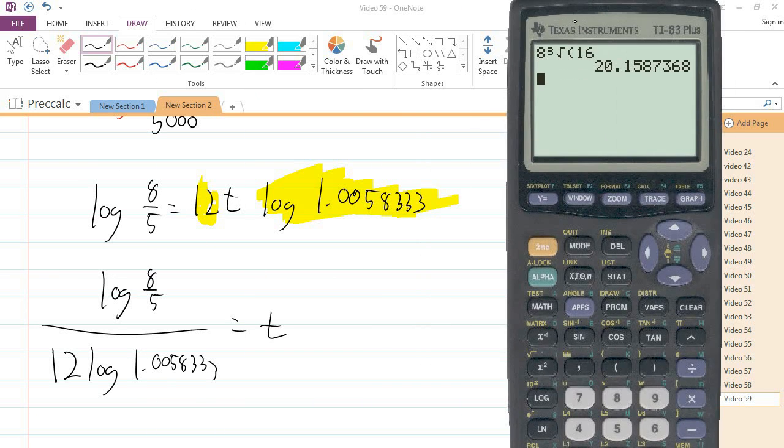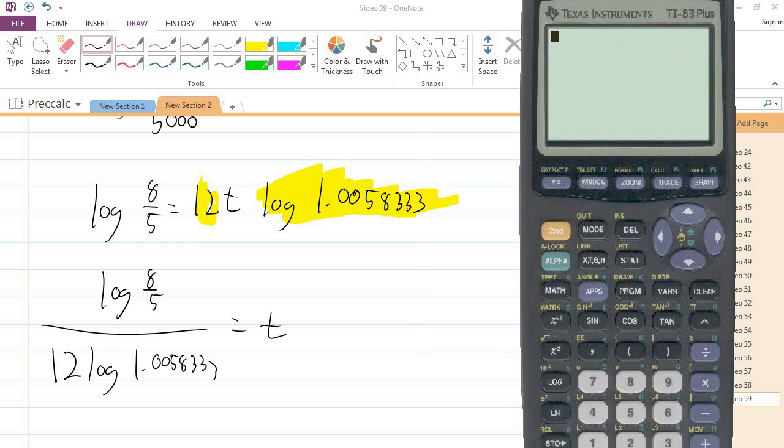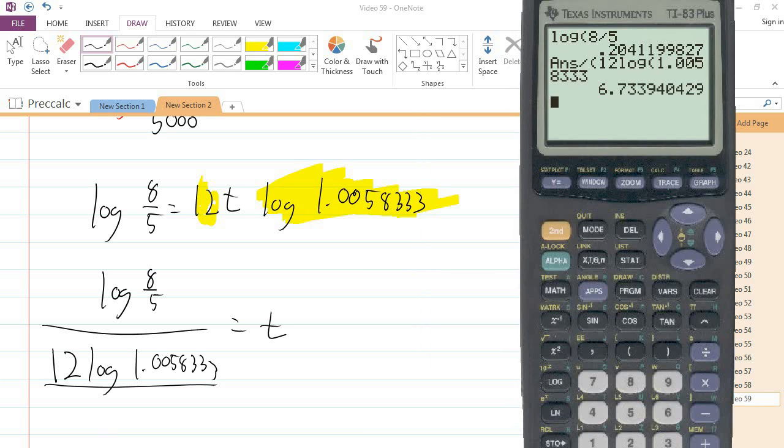Now, as you can imagine, when I put this in the calculator, I might want to go in baby steps. Log of 8/5 is a number divided by parenthesis, because I want to divide this whole thing, 12 log of 1.0058333. And it'll take me about 6.7 years to accumulate $8,000.